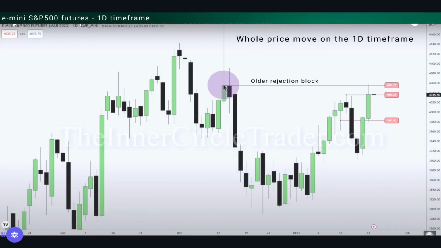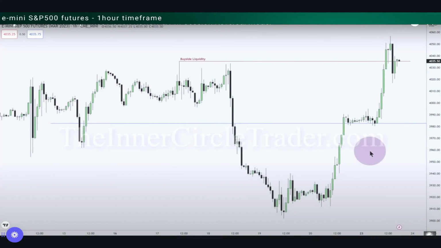Now, going back to our E-mini S&P 500 futures, always on the one-day time frame. I want to show you the whole price movement. What we have seen with the higher red line is the older rejection block, but we also see the high of a bearish wick and a consequent encroachment of the previous candle. Now, let's go into the 1-hour time frame. Let's observe the price movements.